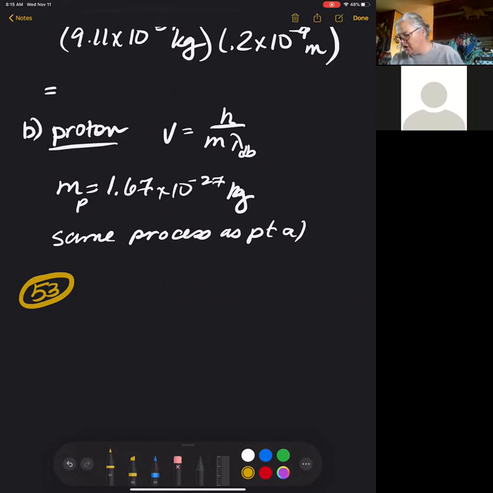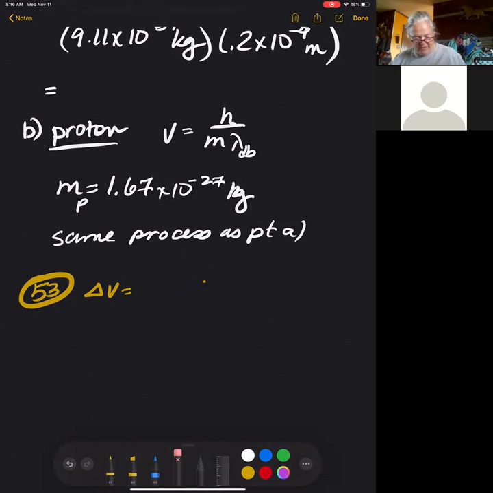It says the speed of an electron is known to be between 3.0 times 10 to the 6th meters per second and 3.2 times 10 to the 6th meters per second. So delta speed is going to be, it's between 3.2 and 3.